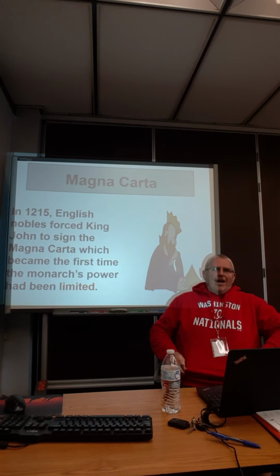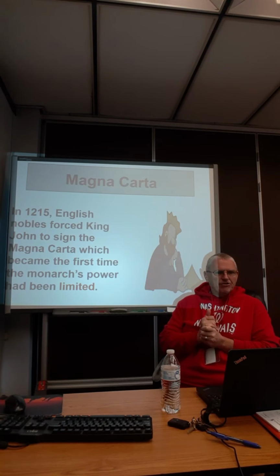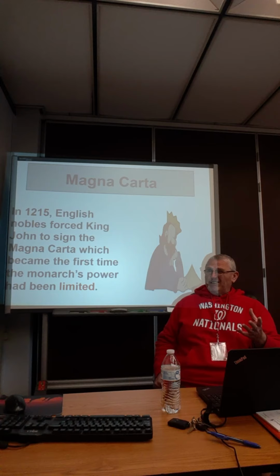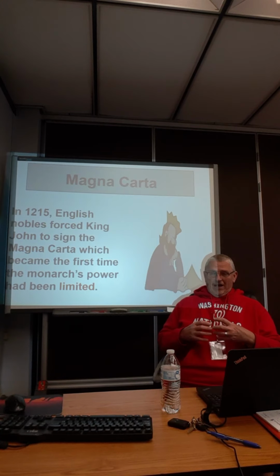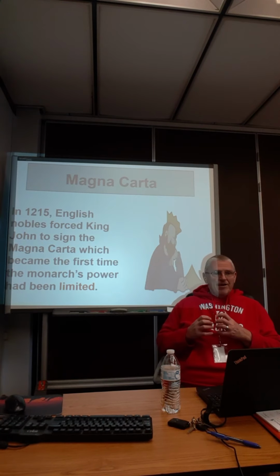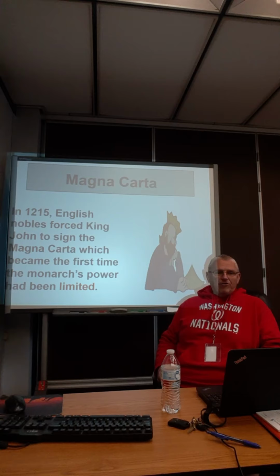Now, let's look at how the Constitution was established. All right, in 1215, the Magna Carta, English nobles forced King John to sign the Magna Carta, which became the first time a monarch's power had been limited. Okay, and it sort of goes back to this rule of law, but these nobles were upset that the king was making these laws, but he did not have to abide by them, and so they get together and force King John to sign this document. And again, when he signed this document, it limited his power, and he had to abide by the rules also.